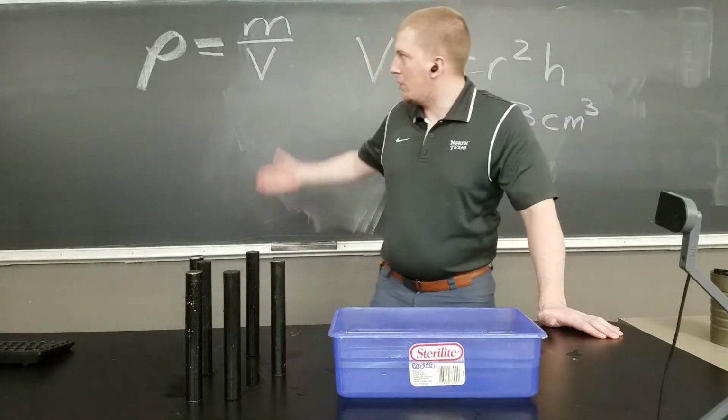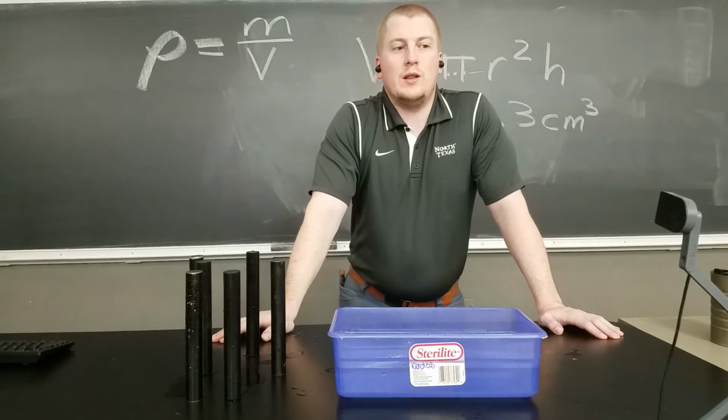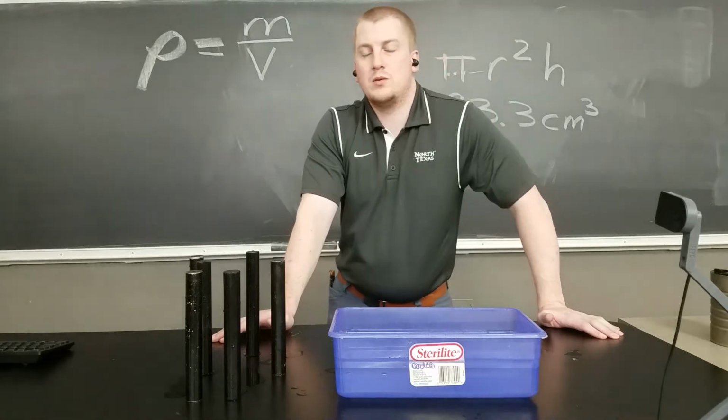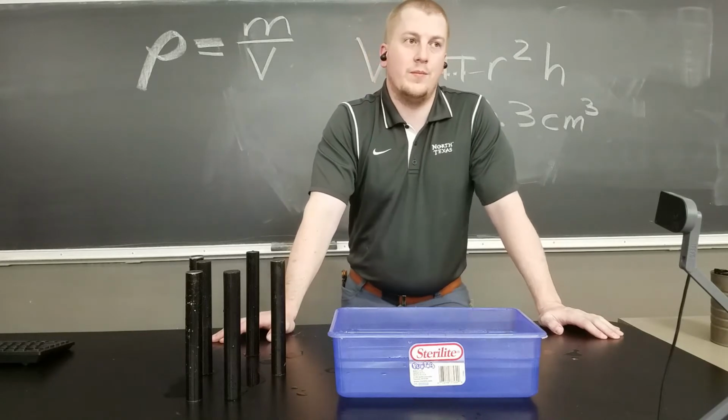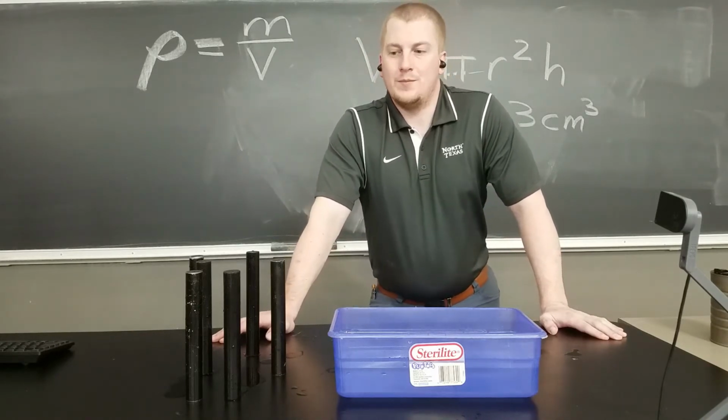As you see on the board over there, we have the Greek letter rho is equal to mass over volume, which is denoted as m over v. Remember, the Greek letter rho is going to stand for density.